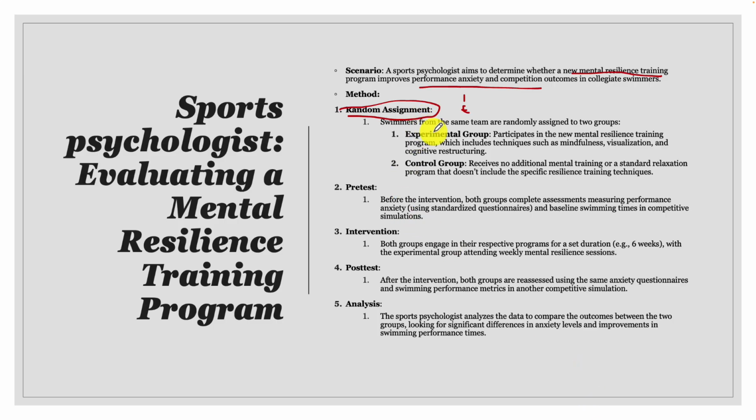We're going to have an experimental group and a control group, but we got to make sure that we control these groups, right? So the experimental group is going to participate in a new mental resilience training program. The control group receives no mental training program, okay? So I have randomized control, R, okay? I have baseline measurements, O, right? Here's the pretest before intervention. Both groups have to do a complete assessment measuring performance anxiety. So here's that measurement, here's that measurement.